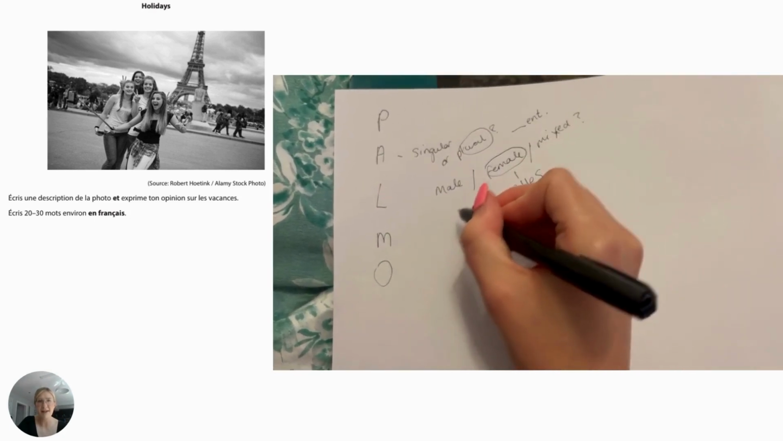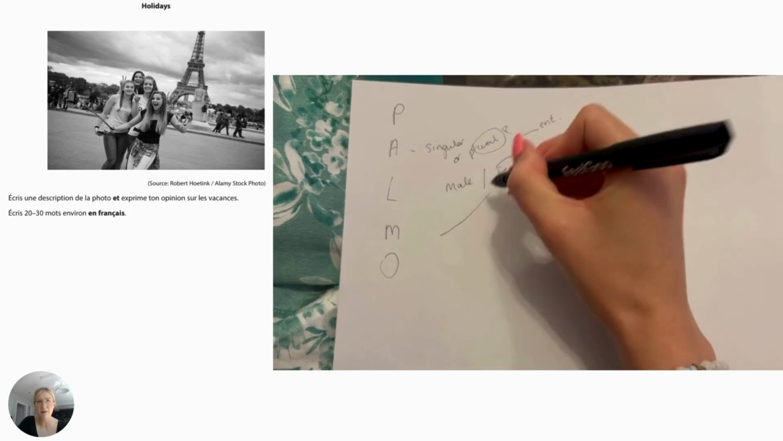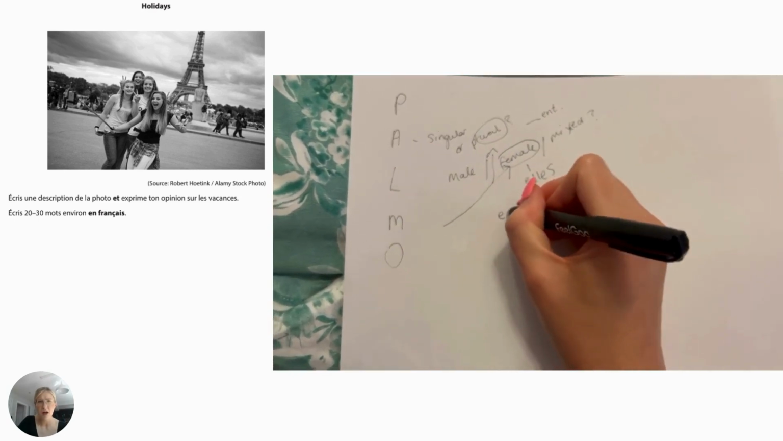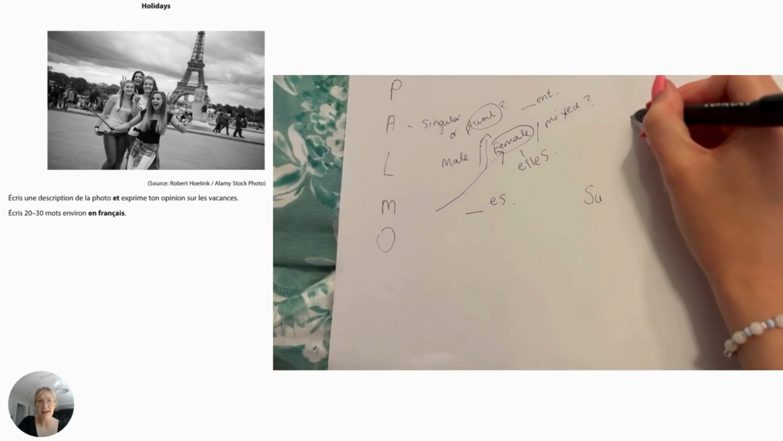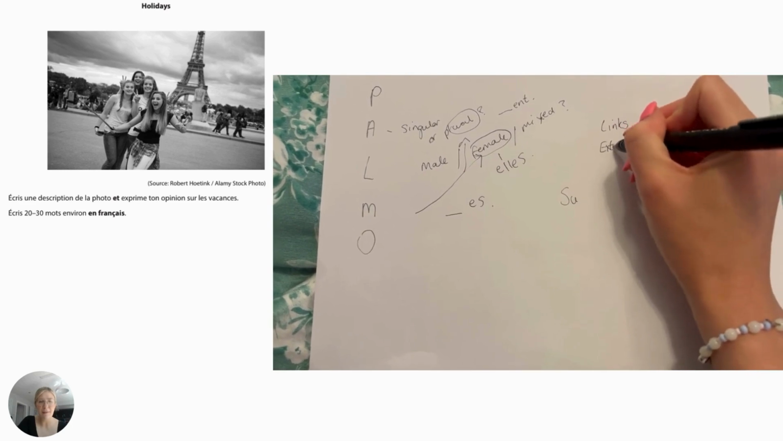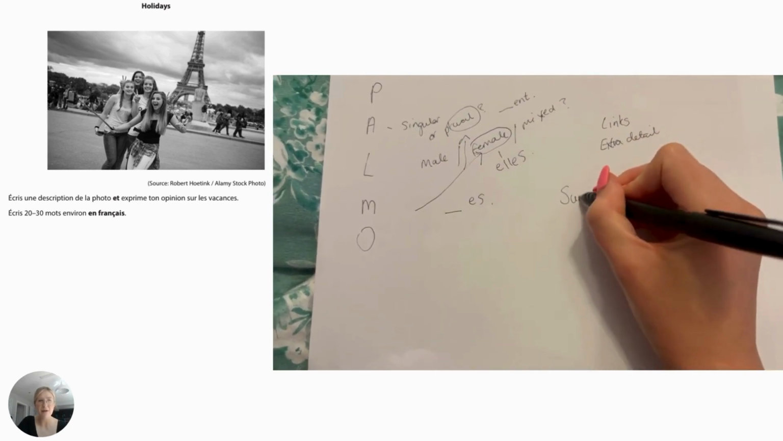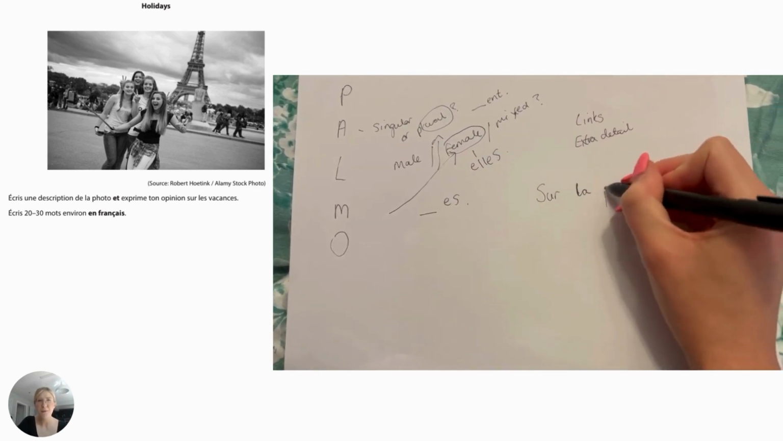It's a group of girls here, so I'm reminding myself that I will have to put ENT on the end of the verb when I'm giving the action. I will also have to refer to them as elles for they, and any adjectives to describe their mood are going to have to have an ES on the end, feminine plural.